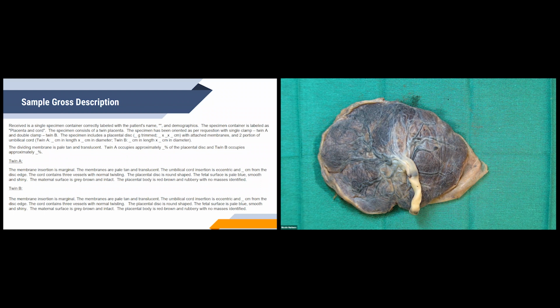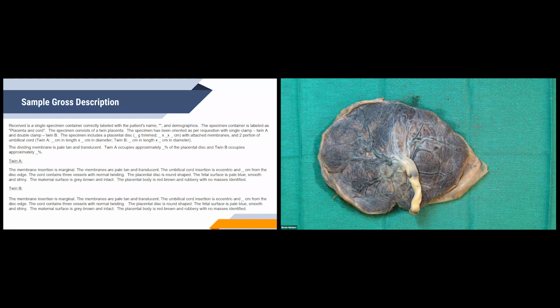My next line, I'll want to discuss the dividing membrane and what it looks like, so pale tan and translucent. Then I also want to indicate how much space twin A versus twin B is occupying on the placental disc, and this will be given in percent. My main findings of my gross description, I'm going to break down into twin A and twin B, just to keep it in a very organized fashion.